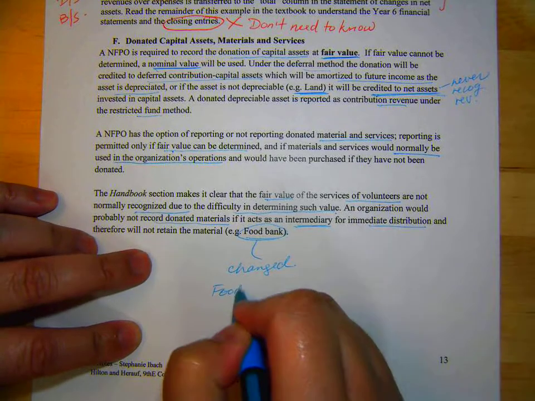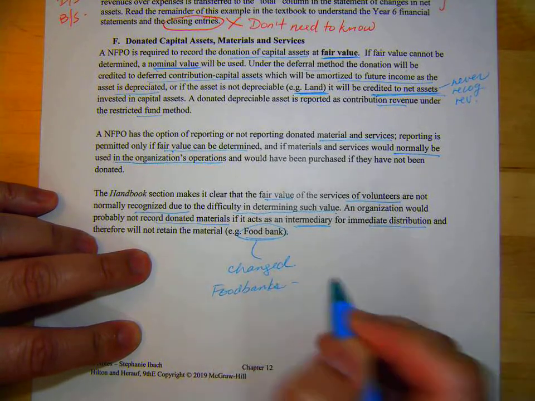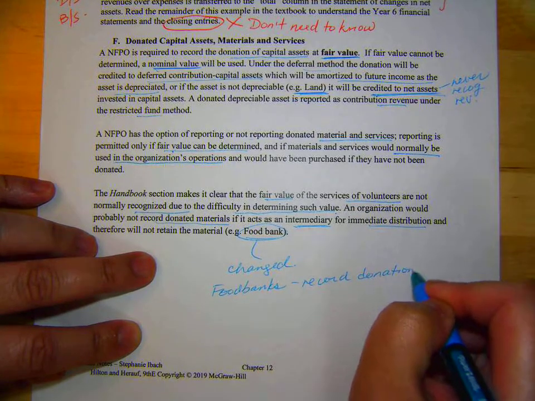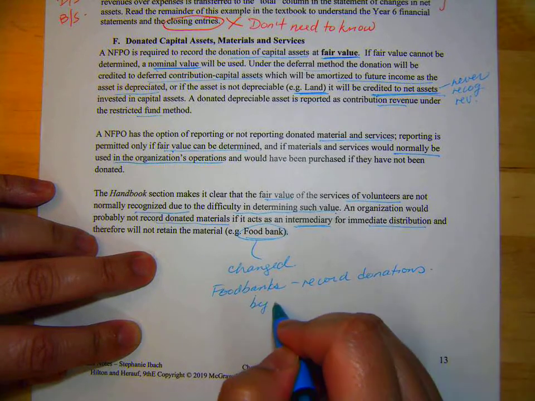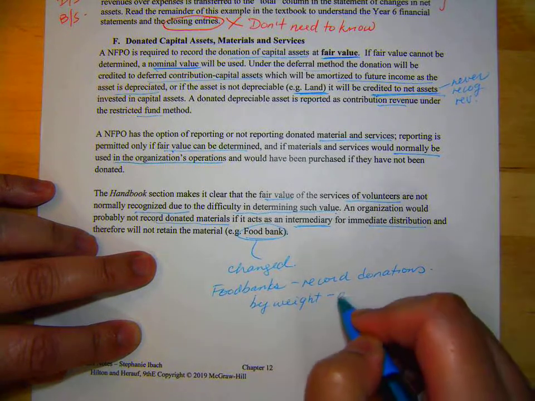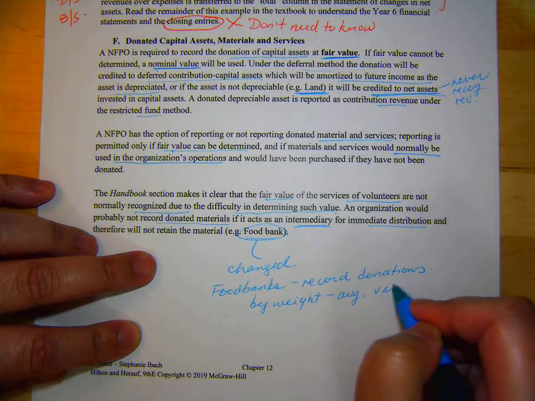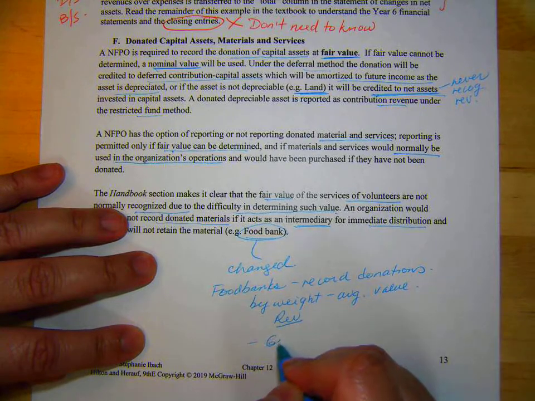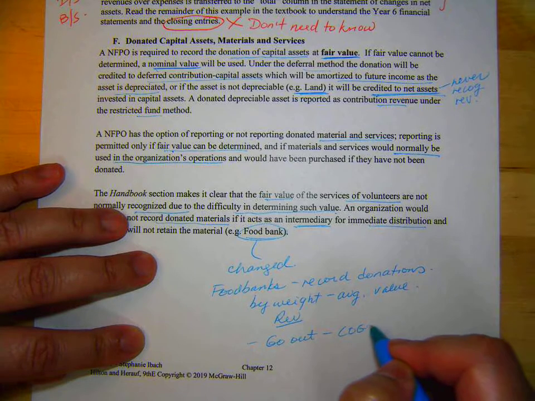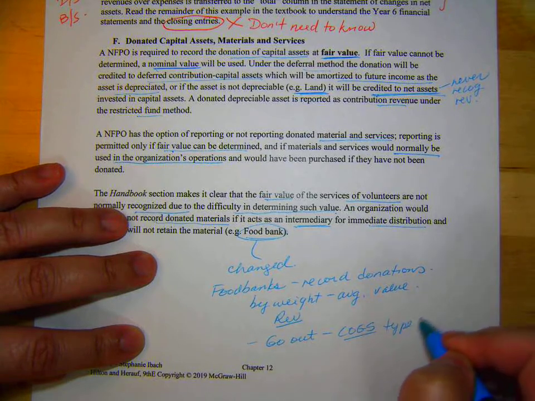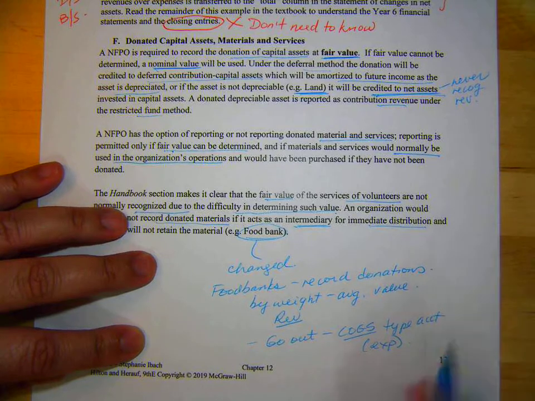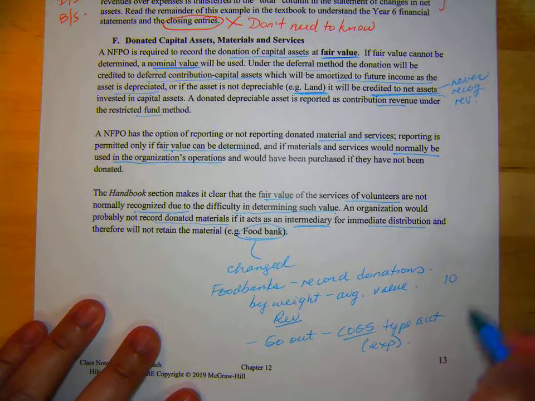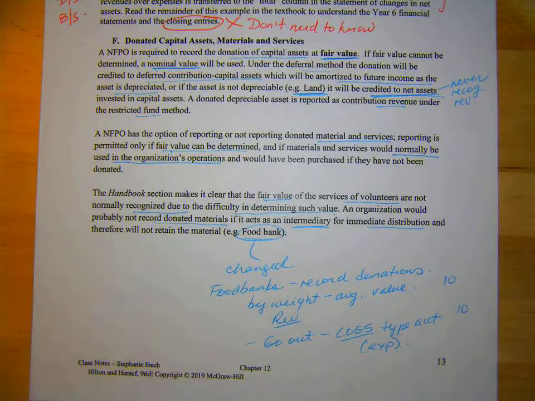And food banks, across Canada at least, record the donations by weight and assign an average value, and that'll be revenue. And then when they go out, basically a cost of goods sold type account. So obviously we're not adding value or anything, and it'll come in at 10 and leave at 10. So it doesn't show any more profit.